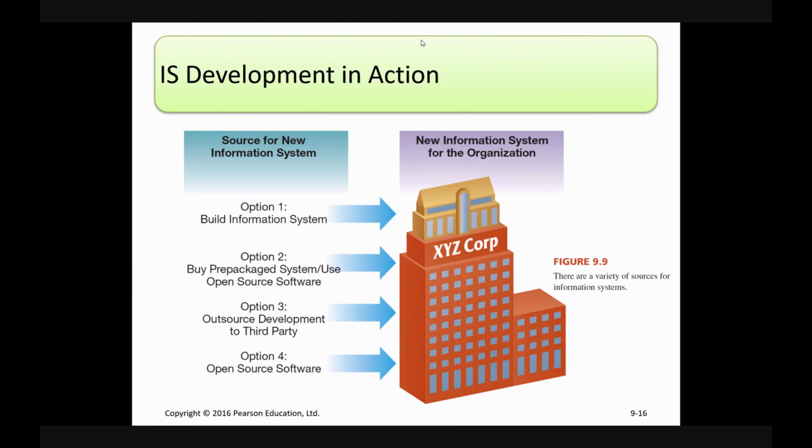Option number 2, buy a pre-packaged system or use open source software. So you can purchase from outside and you can use it. Option 3, outsource development to a third party. I mean, you can request, okay, third party, you're responsible for this. There are many services in our universities that are outsourced. For example, the office boys, the cleaning boys working in every department, they are not the direct employees of the university.